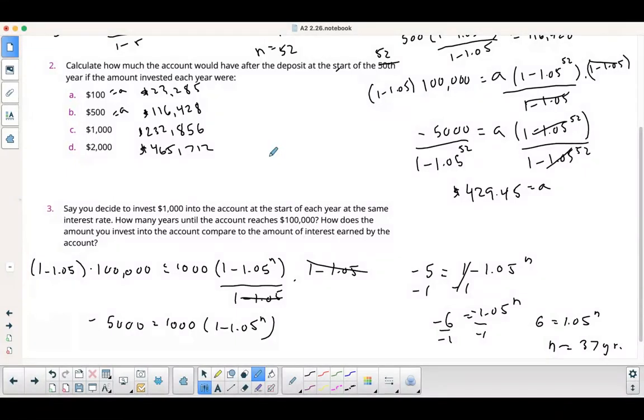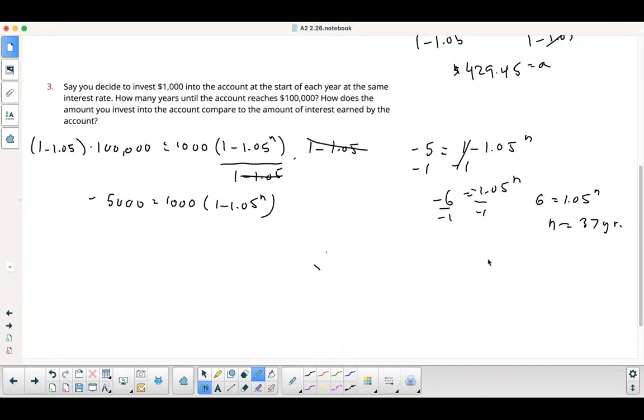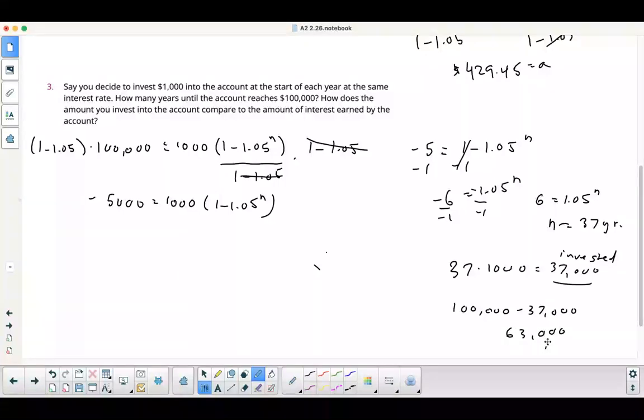Okay, so the next question is, how does the amount you invest into the account compare to the amount of interest earned by the account? So if you think about this, for 37 years, you ended up putting $1,000 per year. So you only actually invested 37,000, but you ended up having 100,000. So this is what you invested, and you actually have 100,000. So 100,000 minus 37,000 means you have 63,000 in interest.